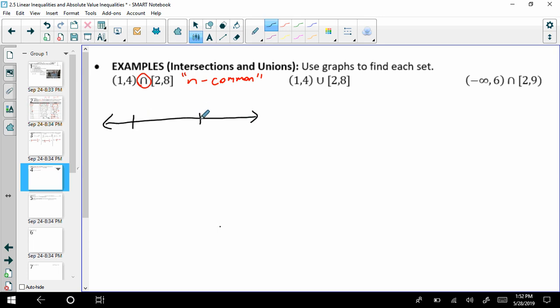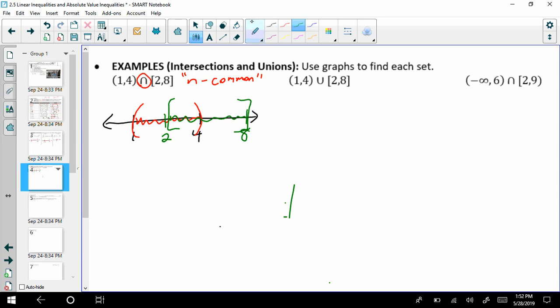So I would have, let's do my 1 and my 4. And here's what this guy would look like. So 1 to 4. And now I'm going to do, here's 2 and 8. This is not drawn to scale, but it will get the point across. 2 and 8. And I would have a bracket, bracket, and shaded.